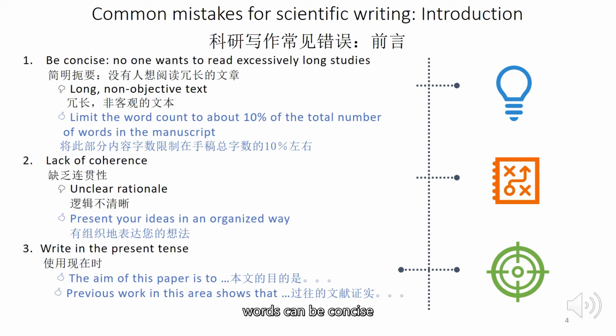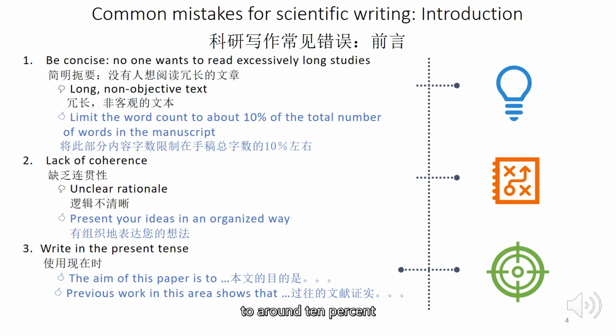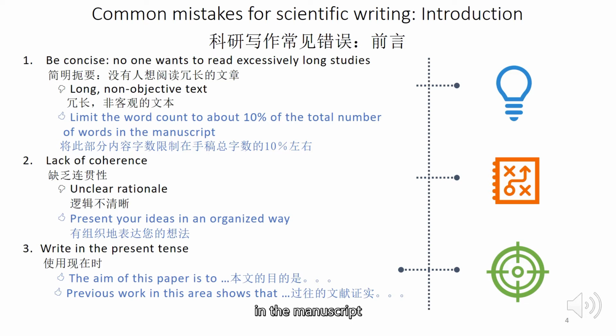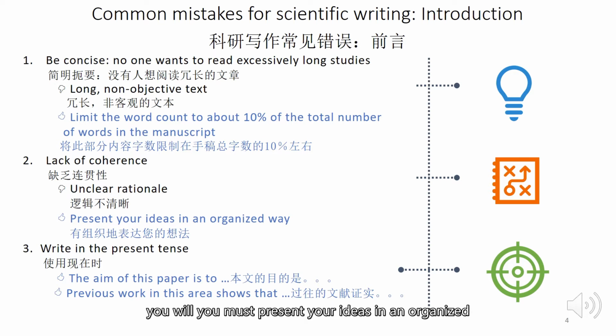Be concise. Nobody wants to read excessively long studies. It would be bad to put long and non-objective text into your introduction. Limit your word count to around 10% of the total overall word count of your paper, the total overall number of words in the manuscript overall. The other big mistake that people make is to be incoherent, not to have a clear rationale for the study. You should, you will, you must present your ideas in an organized way.